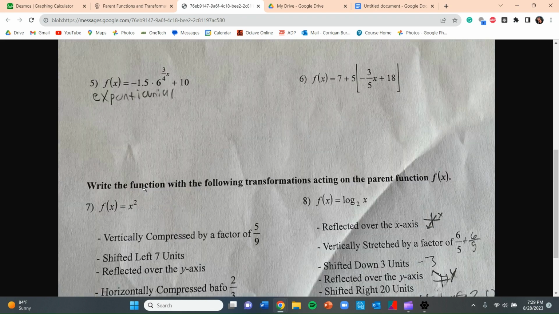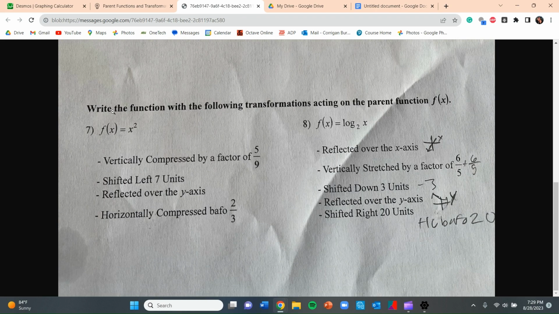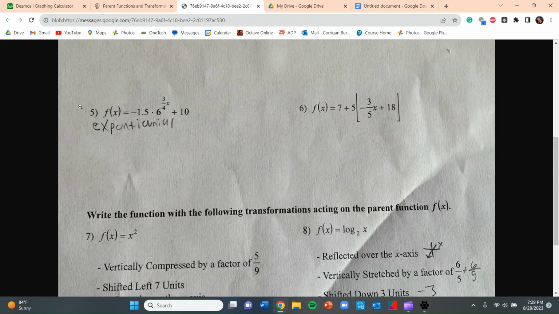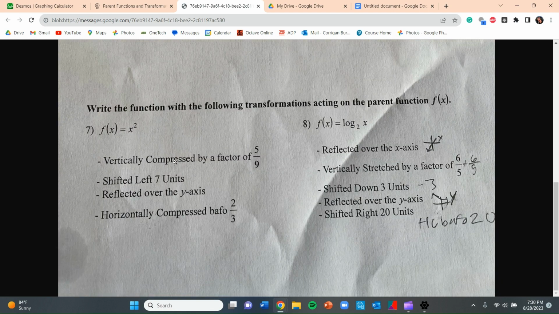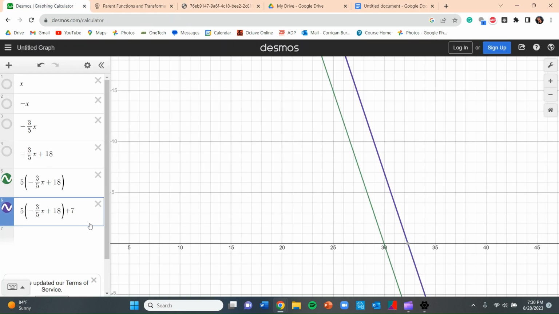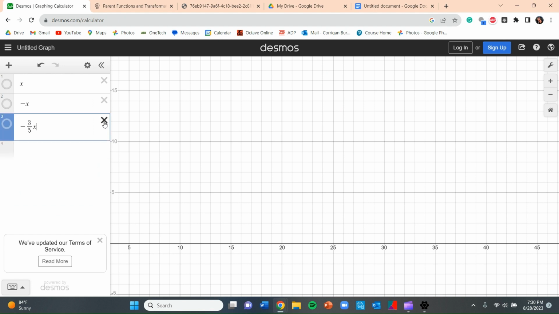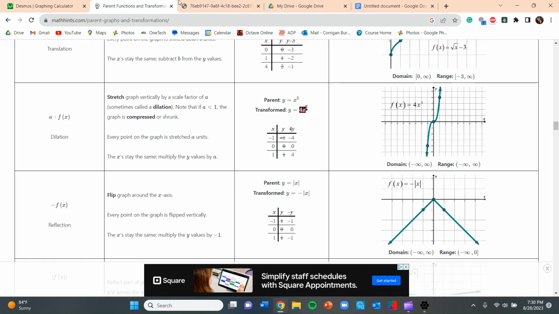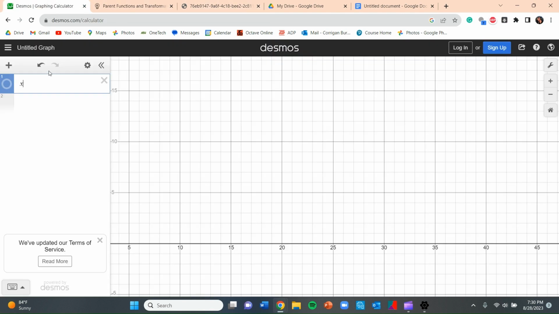Cool. So we've done 1, we've done 3, we've done 6. You should be able to do 2, 4, and 5 on your own. I'll walk you through 7 real quick just to show you what she's looking for. So we're starting with the parent function x squared.